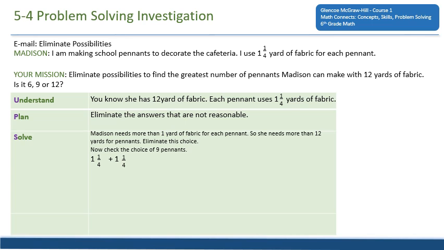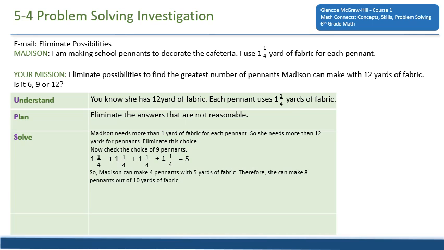So 1 1/4 plus 1 1/4 plus 1 1/4 plus 1 1/4 equals 5. So Madison can make 4 pennants with 5 yards of fabric. Therefore, she can make 8 pennants out of 10 yards of fabric. She can also make 1 more pennant with the remaining 2 yards. So Madison can make 8 plus 1, or 9 pennants with 12 yards of fabric.